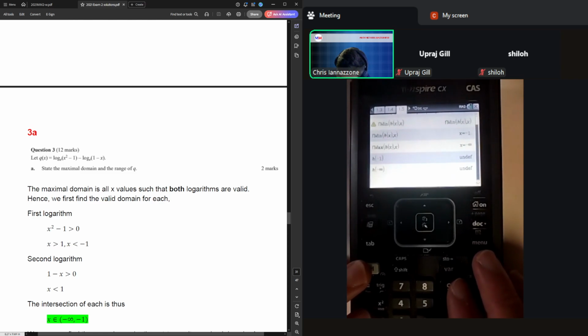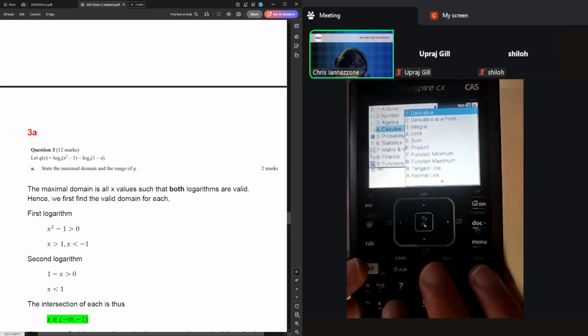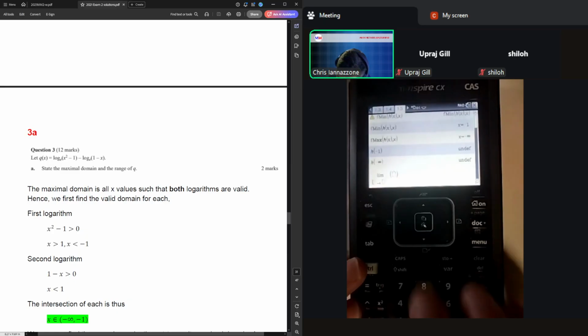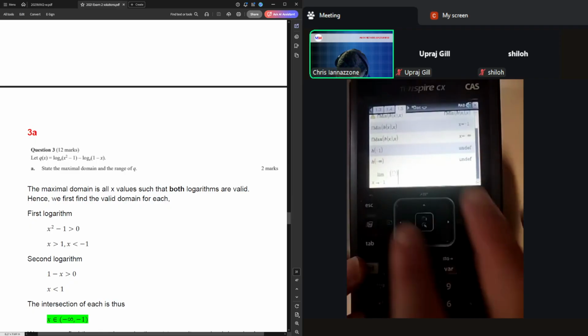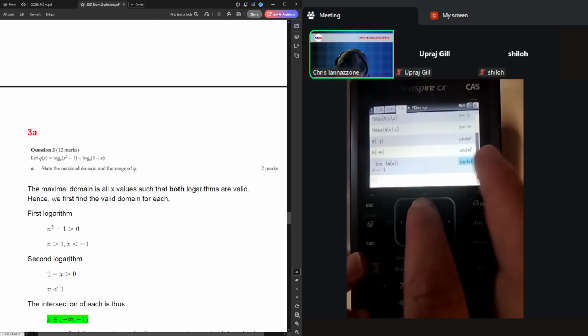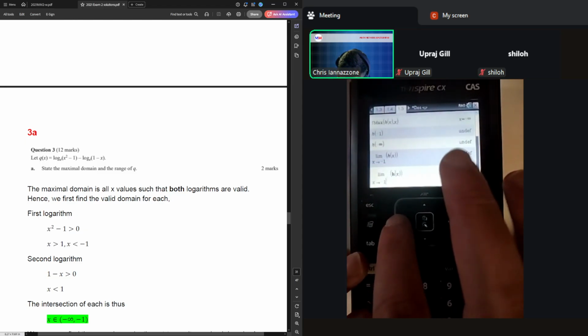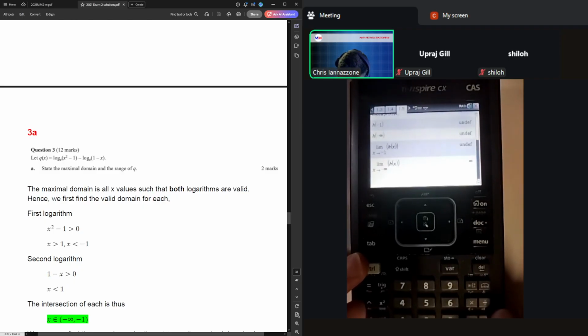Okay. So if you're subbing them in directly, you're getting undefined in those scenarios. Next best thing you can do is a limit. So as x approaches -1, still undefined. So for this one as well. Okay, that's a bit better.